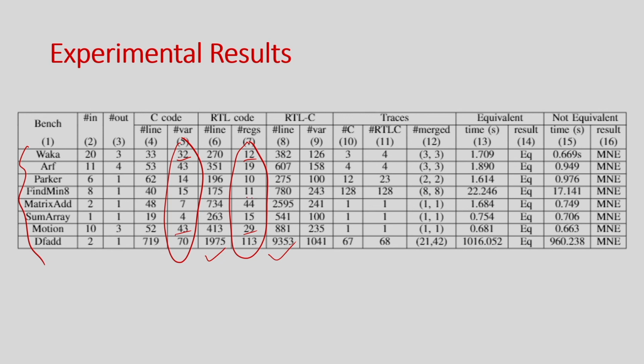In some cases the number of registers is more, because this array maps to registers. There are two cases, the matrix array and the sum array, where the array is a single variable mapped to a register. That is why the number of registers is more in this scenario, otherwise it is always the same. And this is the number of traces. You can see that in many cases the number of traces are not equivalent, and we can understand that.